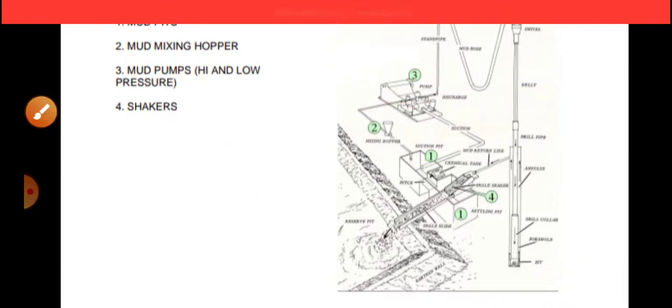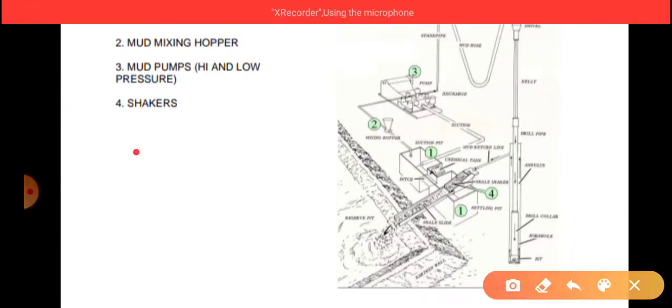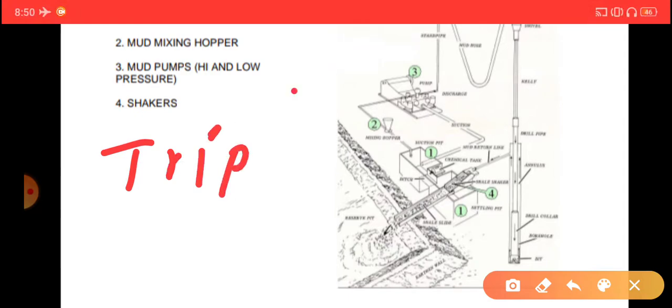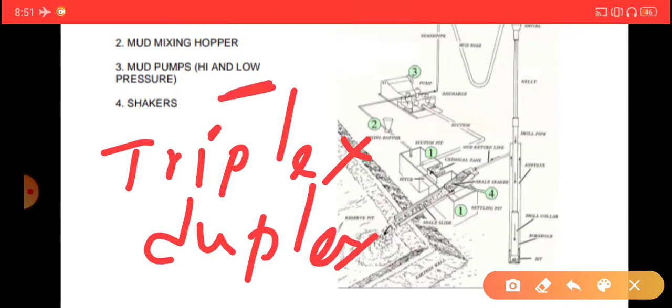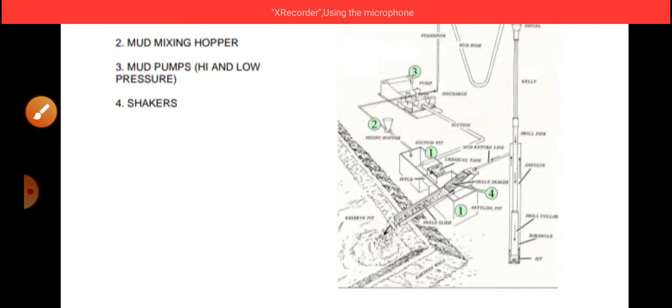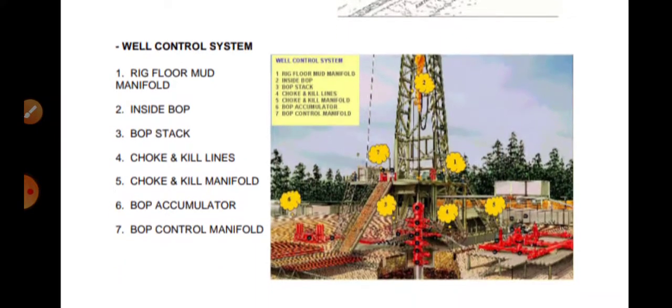And next one, mud pumps. High pressure mud pumps and low pressure mud pumps. In high pressure mud pumps we have triplex and duplex types of pumps, but in low pressure pumps we have only centrifugal pumps. With the help of centrifugal pumps we transfer mud from one place to another. And the next one is shakers. What is the purpose of the shaker? It is to remove the shales which come along with the mud. With the help of the shakers we separate the cuttings coming from the well, and we condition the mud. Then again we reuse it. So that is the mud circulation system.